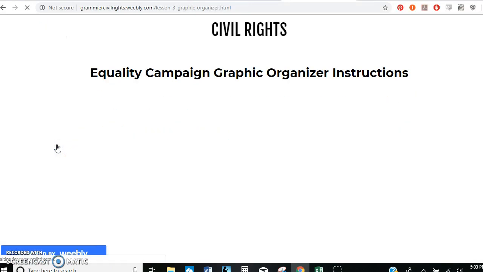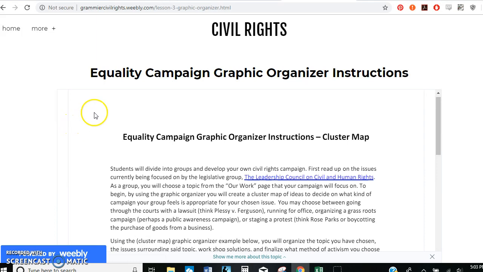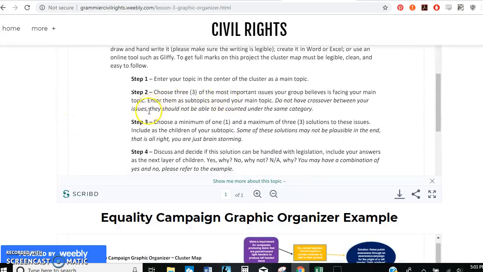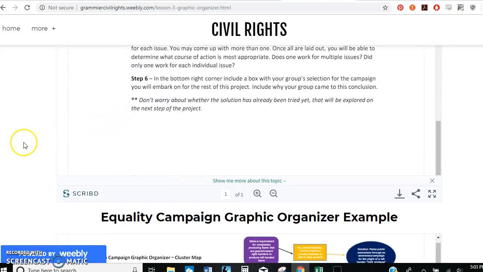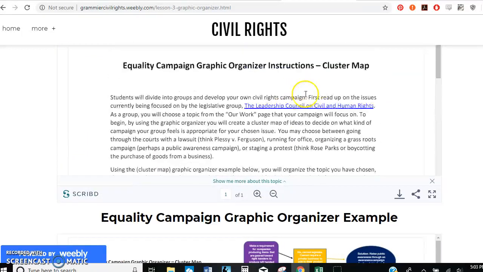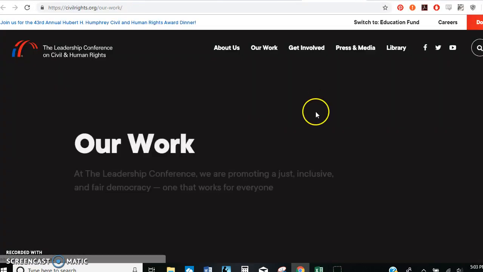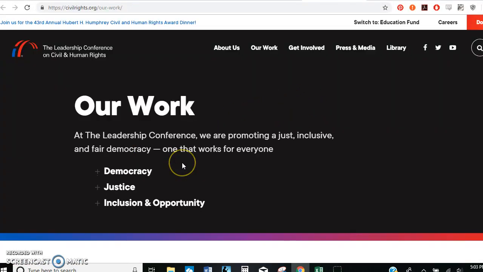In lesson 3, this is when they're going to put together the graphic organizer for their presentation. It's important for them to be able to put this graphic organizer together because their equality campaign is where they're going to get into groups and look at the Leadership Council on Civil and Human Rights website, which has a lot of information about the work that they're doing today on civil rights issues in the United States.